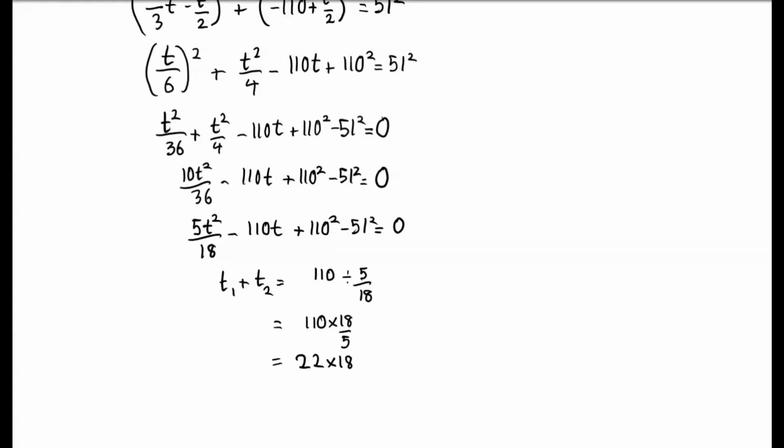Now we only need to find (t1 plus t2) divided by 2. So this is going to be equal to 11 times 18, or 198. And this is our final answer.